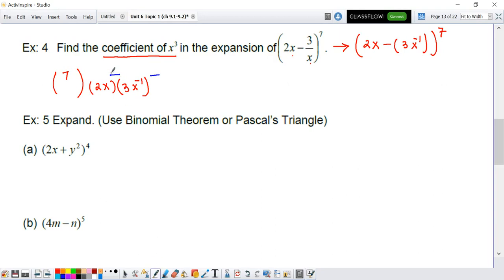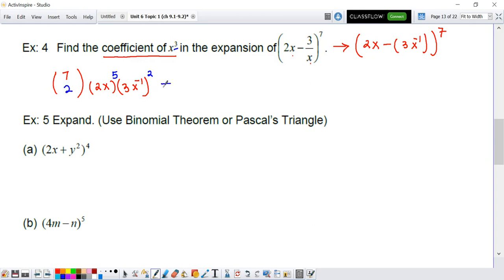What two numbers, if you add them, will give you 7, and if you subtract, the other combination will give you 3? I would say 5 plus 2 is 7. And if I simplify x to the 5 and x to the negative 2, it will give you x cubed. That means this is a 2.